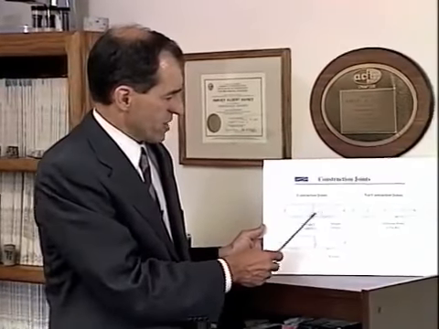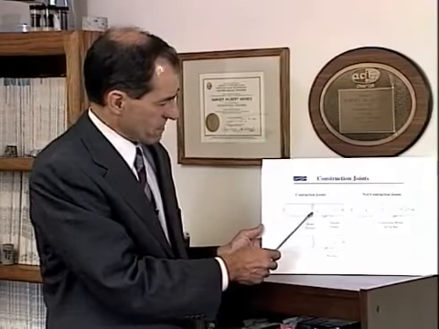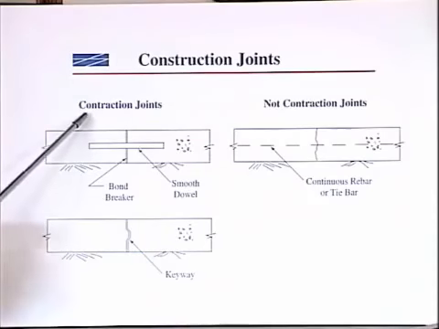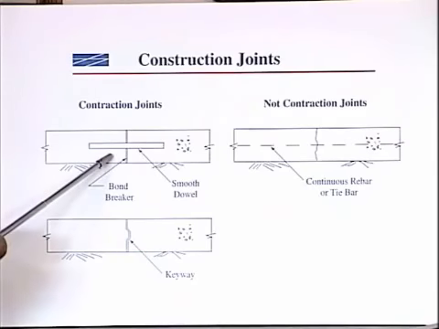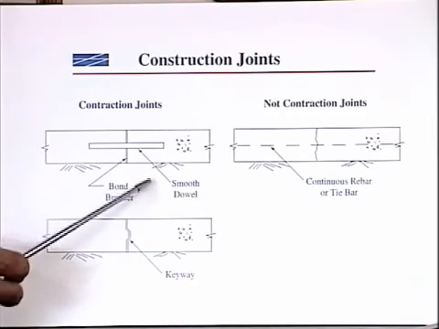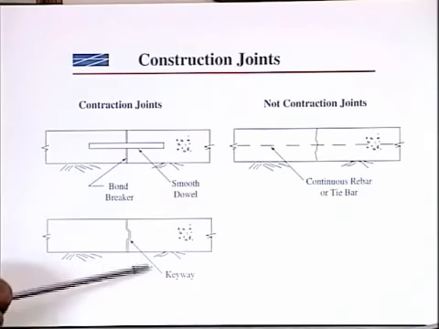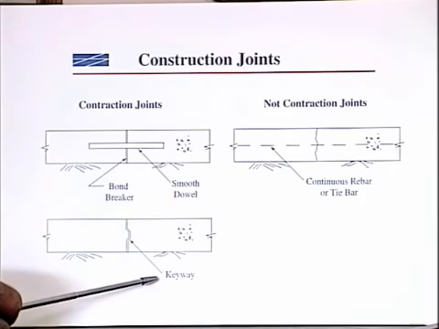Construction joints are locations where new concrete interfaces with existing concrete. Now these joints can be designed as contraction joints when bond breaker is used on the existing concrete face and smooth dowels or keyways are used.